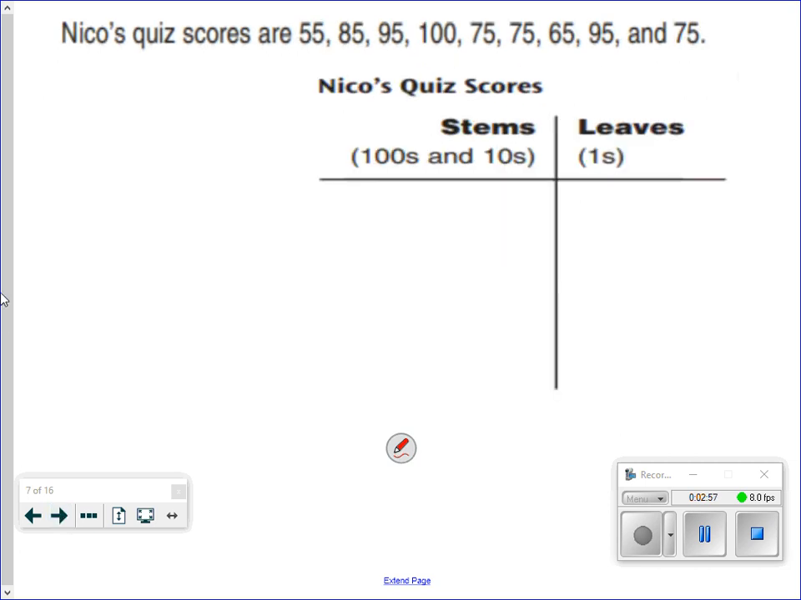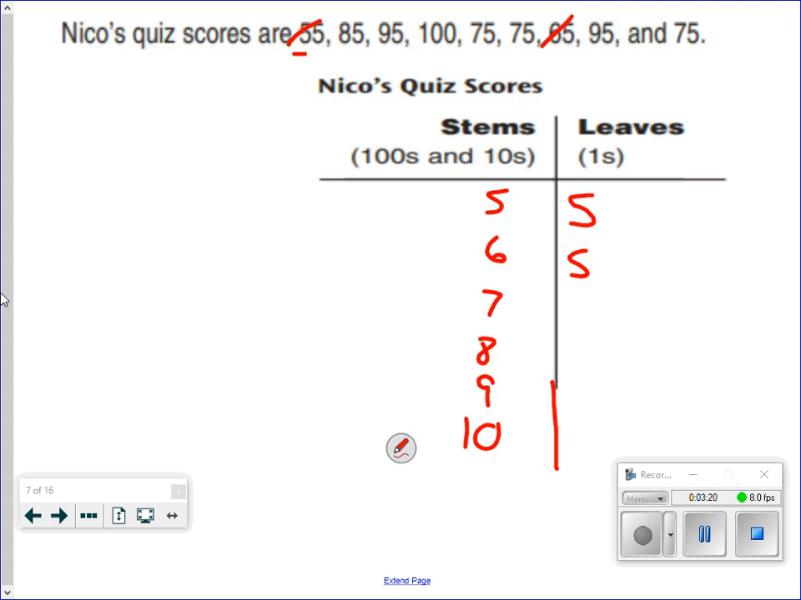Let's see where Nico's scores are. He scored pretty low on a score here with a 55. So we'll start with a 5, then we'll go 6, 7, 8, 9. Then we got a 10 down here because it looks like we got 100. So let's start marking these on our stem and leaf. This 55 turns into a 5 here. Any numbers in the 60s? We have one number in the 60s, that's 65.